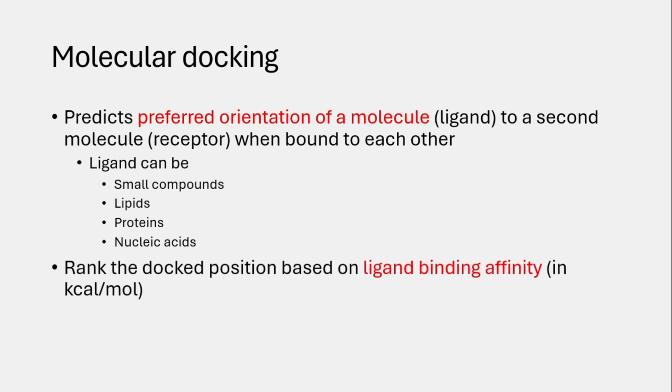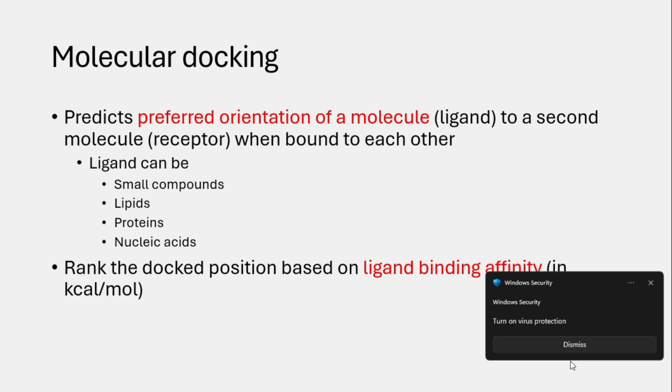And what molecular docking software will do is rank the docked positions based on the ligand binding affinity in terms of kilocalories per mole. To put us in the correct context, when a ligand's binding affinity is stronger, the value in kilocalories per mole would be more negative.